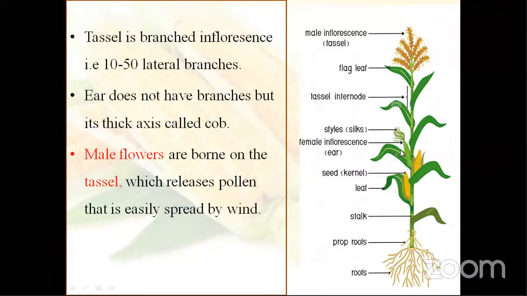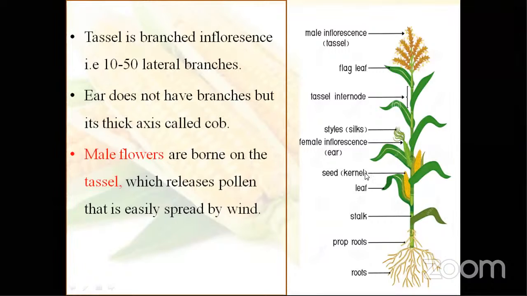Then coming to the female inflorescence, it is called an ear. After the cob forms, the styles emerge from this portion. Tassel is a branched inflorescence, and 10 to 50 lateral branches will be there. The ear does not have branches, but after formation of the cob, it has on an average 16 lines on that cob and up to 800 kernels or seeds. The ear does not have branches, but its thick axis is called the cob.